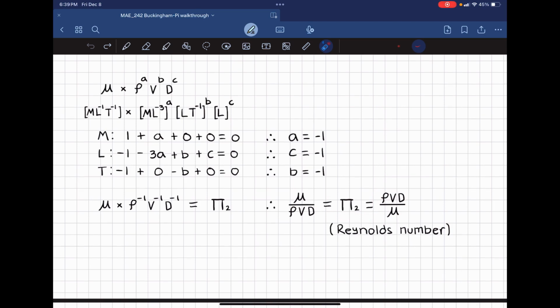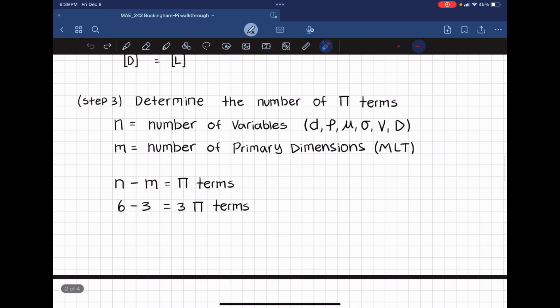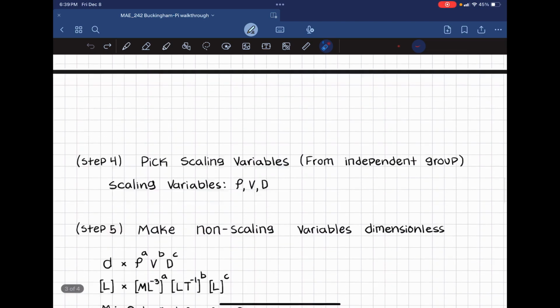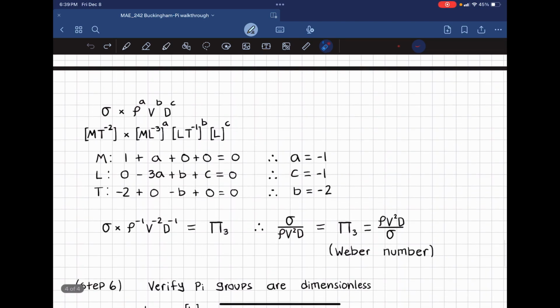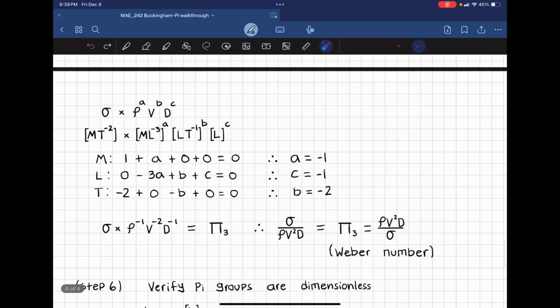Moving on to our third and final non-scaling variable. And remember, we have the same number of pi groups as we determined in, I believe it was step 3. We have n minus m pi terms. So we are going to have 3 pi terms. We've already found pi 1 and pi 2. Now our step is going to be to find pi 3. So the non-scaling variable, in this case, is going to be sigma. That's the surface tension.